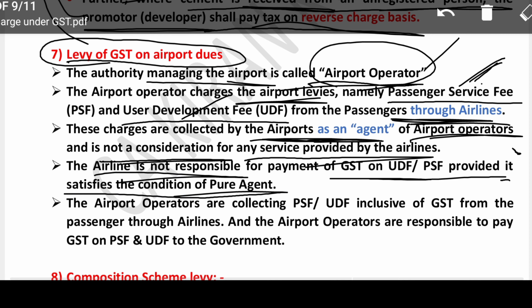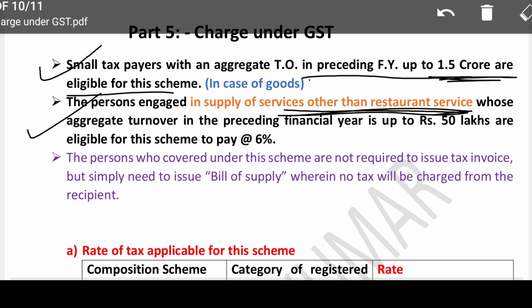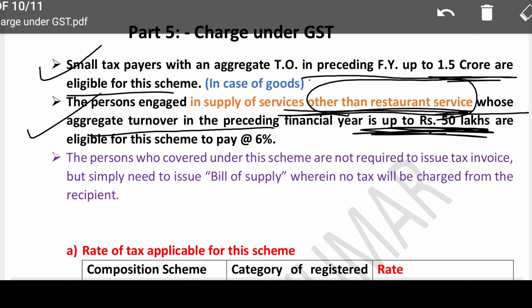This is applicable to goods, and this is applicable to services, but this service excludes restaurant service, whose aggregate turnover in the preceding financial year is up to 50 lakhs is also eligible to choose this composition scheme, and they can pay at the rate of 6% directly without taking any input. The persons covered under this scheme are not required to issue a tax invoice, but they have to issue a bill of supply, because composition suppliers will not collect any GST from the recipient or from the ultimate consumer.